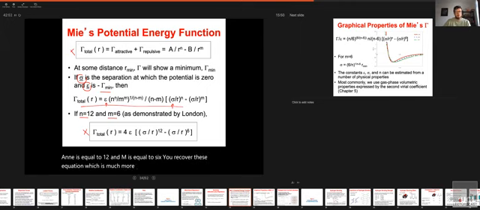It's the 12-6 Lennard-Jones potential, where epsilon again is the minimum of the interaction potential, and sigma is the distance at which that potential goes to 0. And in fact, when r is equal to sigma, this becomes equal to 1. This becomes equal to 1. 1 to the 12 and 1 to the 6 remain 1. So 1 minus 1 is 0. And you see that your potential goes to 0 when the distance between the two molecules is equal to sigma.